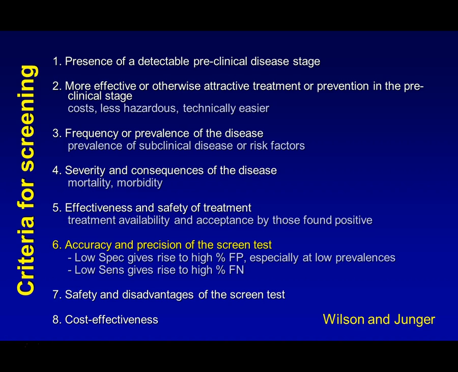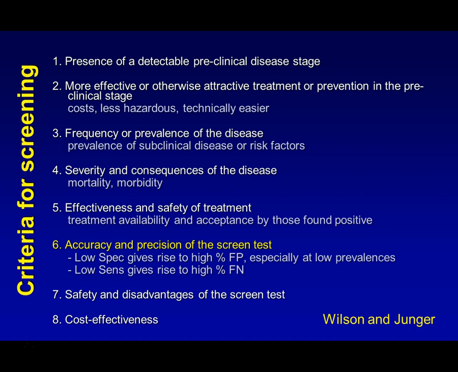There should be a certain frequency or prevalence of the disease, because we know that a low prevalence gives a high false positive ratio. There should also be a certain severity of disease and consequences, and this considers both mortality and morbidity of the disease. The effectiveness and safety of treatment should be determined. This means that the treatment should be available and acceptable to those who are found positive.